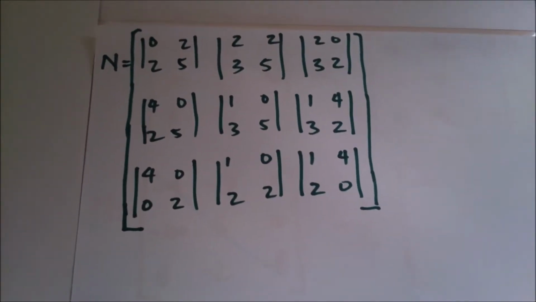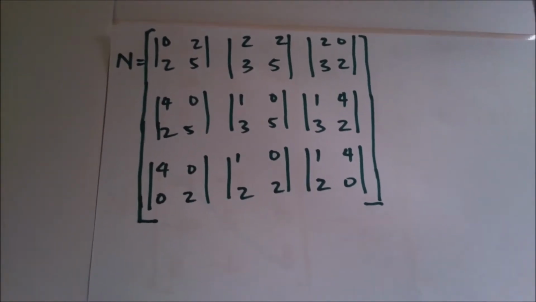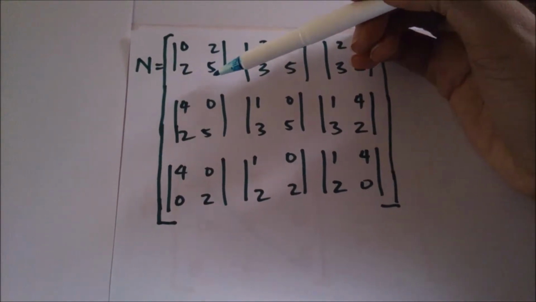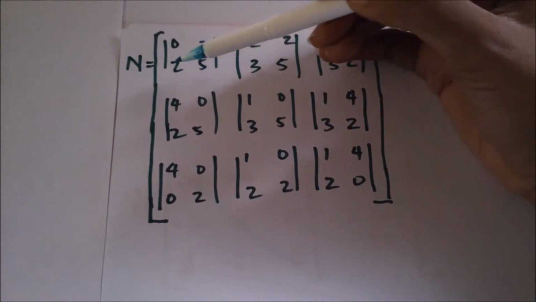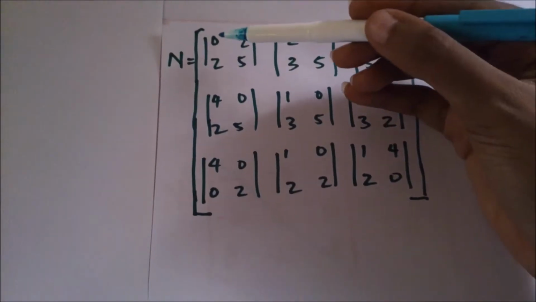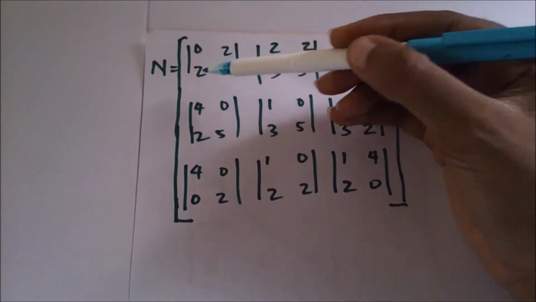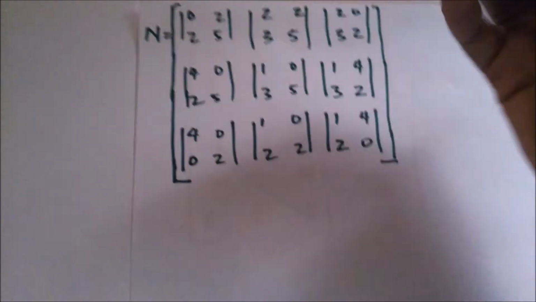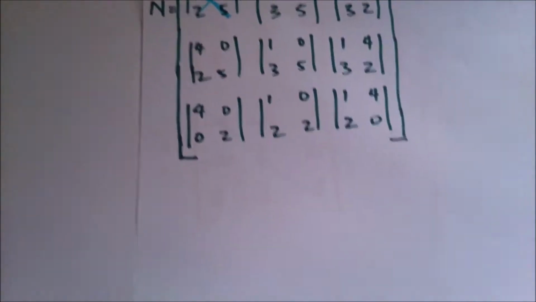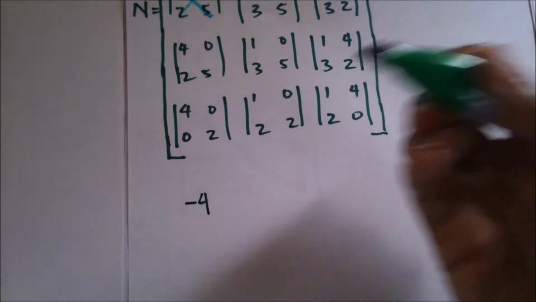So now we're going to find the determinant. Hopefully we remember how to find the determinant. We take this, multiply by this, subtracted from this times that. So we have 0 multiplied by 5, which gives us 0, minus 2 times 2. So we are left with a negative 4. So I'm going to rewrite it down here, negative 4.